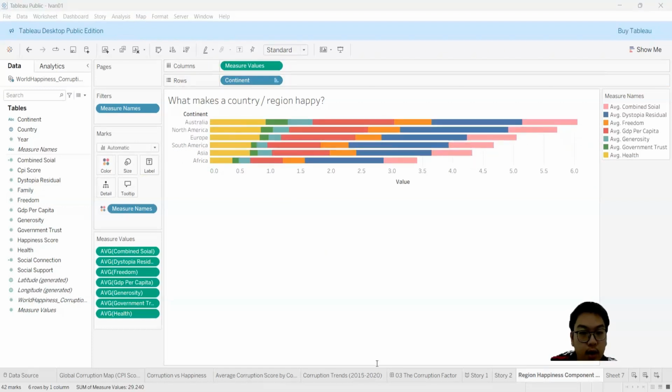You can note that Australia is the highest and Africa is the lowest. Australia has a very similar average for each component, which shows a balanced happiness composition. But for Africa, besides a comparable average dystopia residual, it has lower scores for each component compared to other regions.